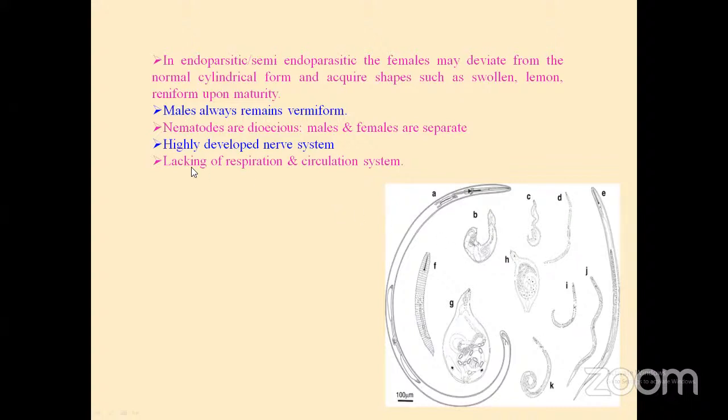Nematodes are dioecious, meaning males and females are separate. They have a well-developed nervous system, but they lack respiratory and circulatory systems. Then you may have a doubt: without respiration, how do they survive? Pseudocoelom. With this only they will survive. With the help of the pseudocoelom, they survive and have respiration in the soil itself. With the skin itself, they do all the activities.